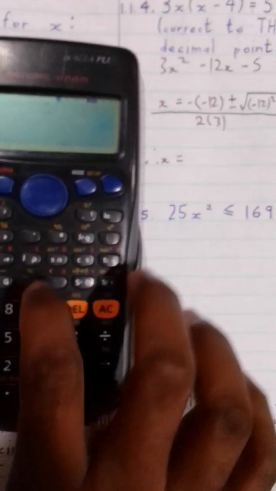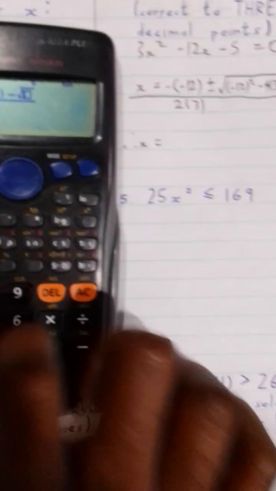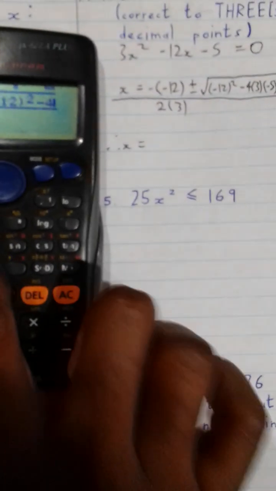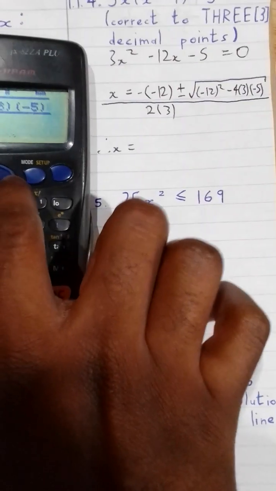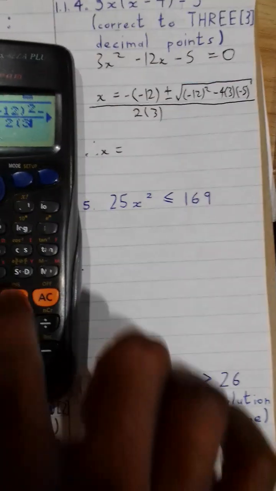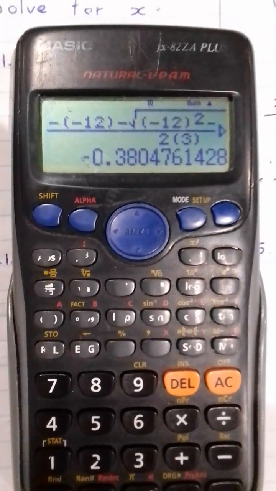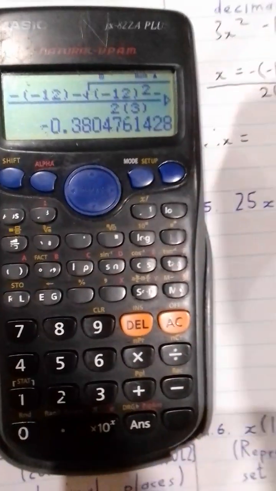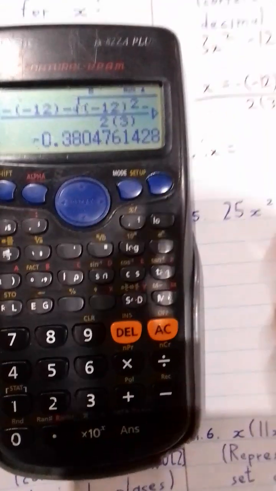So it's negative 12 minus the square root of negative 12 squared minus 4, a is 3, c is negative 5. Negative 0.3804761428. Three decimal places, so you count 1, 2, 3, 4. Four is insignificant, so negative 0.380.